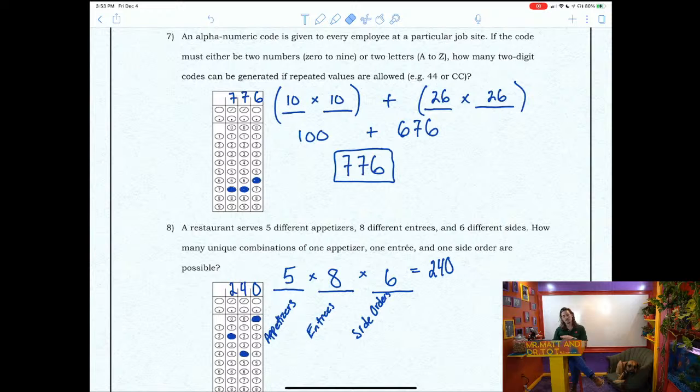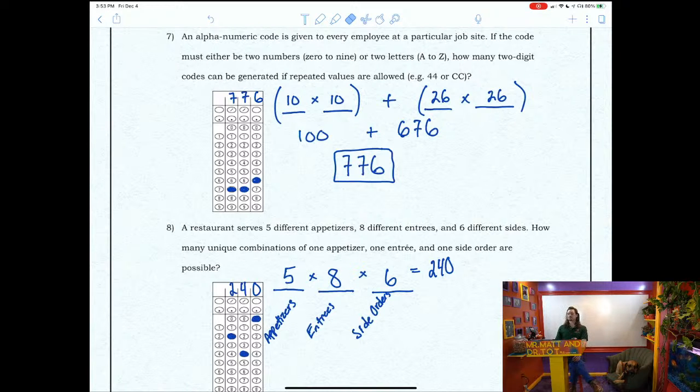If it's this or that, then you have the option of this one or that one, or this characteristic or that characteristic. Like in number 7, it says it can be 2 numbers or 2 letters. That's addition. So you have to calculate the number of possibilities separately, and then add them together at the end. Whereas in number 8, we're talking about one after the other, so each combination has to have one appetizer, one entree, and one side order. So there it's just straight multiplication throughout of the different possible options at each type of dish.